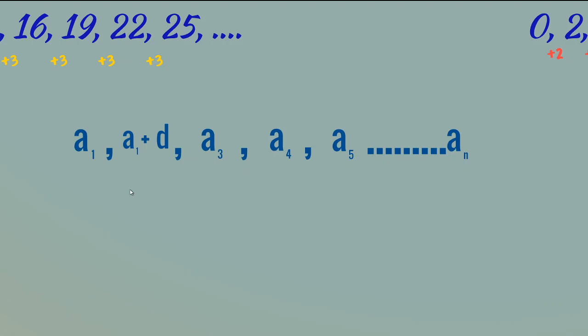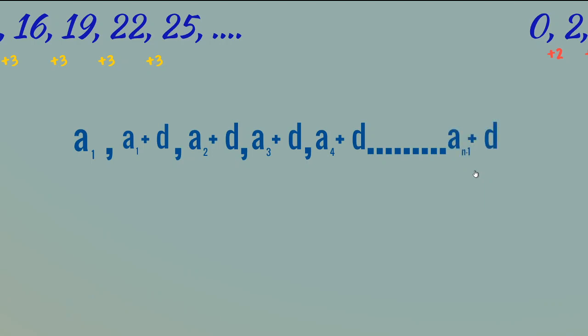Then the next term a3, I can write it as a2 plus d, the previous term plus d. a4, I can write it as a3 plus d, the previous term plus d. a5, I can write it as a4 plus d. And an, I can write it as an minus 1 plus d. That is the n minus 1, the previous term before nth term, the previous term plus d.